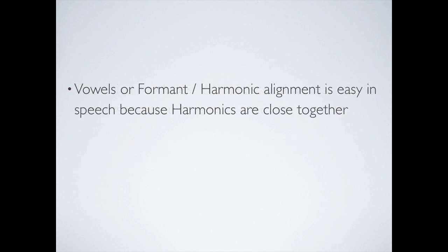Now, this is why singing low is easy. Vowel or formant-harmonic alignment is easy in speech because harmonics are close together. Remember, we talked about how harmonics are multiples of the fundamental. So if the fundamental value is low, like that A110, then the harmonics are only 110 cycles apart. So it's pretty easy for the formants to hit something. But when we're up on an A440, well, now they're 440 hertz apart. Much greater distance, 4 times the distance.